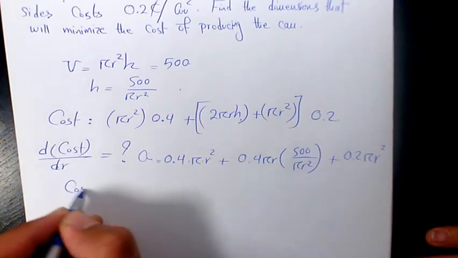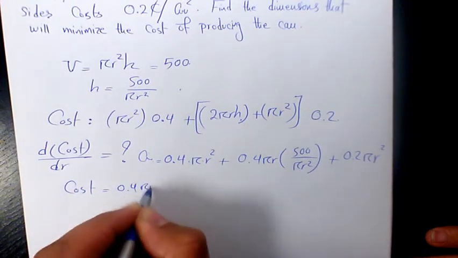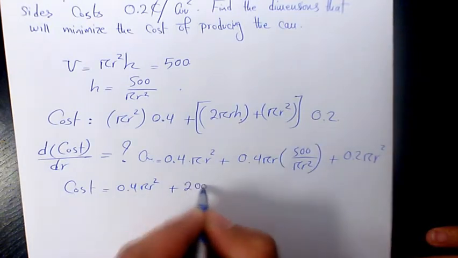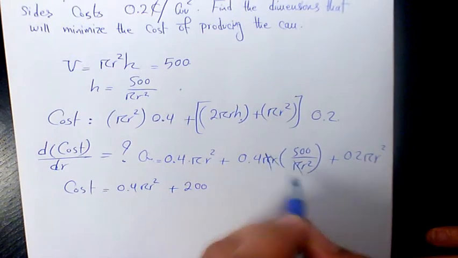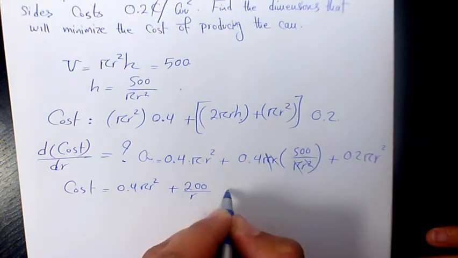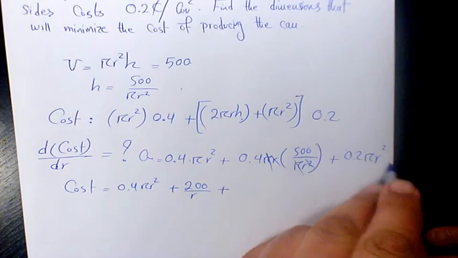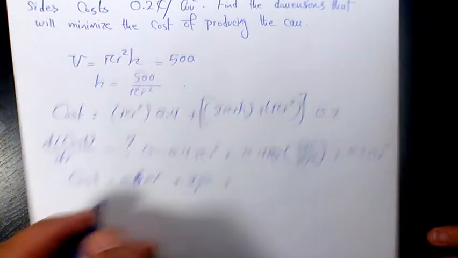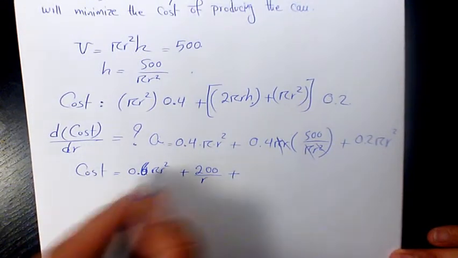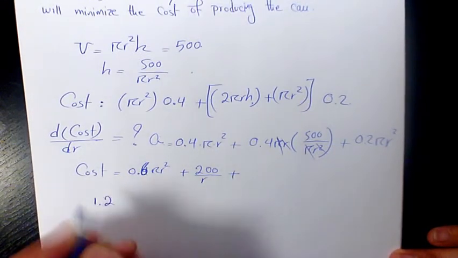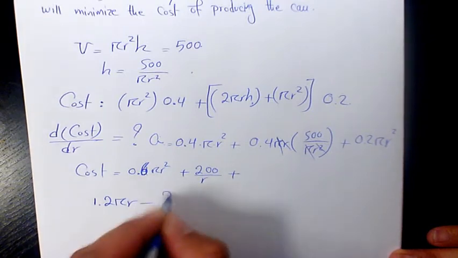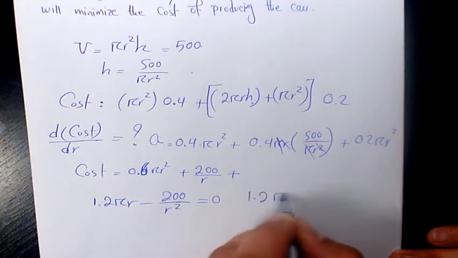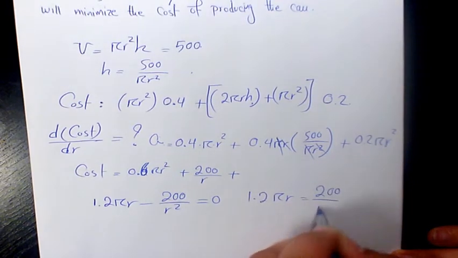Now let's simplify it. It's 0.4 pi r squared plus 200 (pi and pi cancel out, r and one of them cancel out) over r plus 0.2 pi r squared, which with this 0.4 is going to be 0.6 pi r squared. Derivative with respect to r is going to be 2 times 0.6, which is 1.2 pi r, minus 200 over r squared, which has to be equal to 0. So 1.2 pi r equals 200 over r squared.